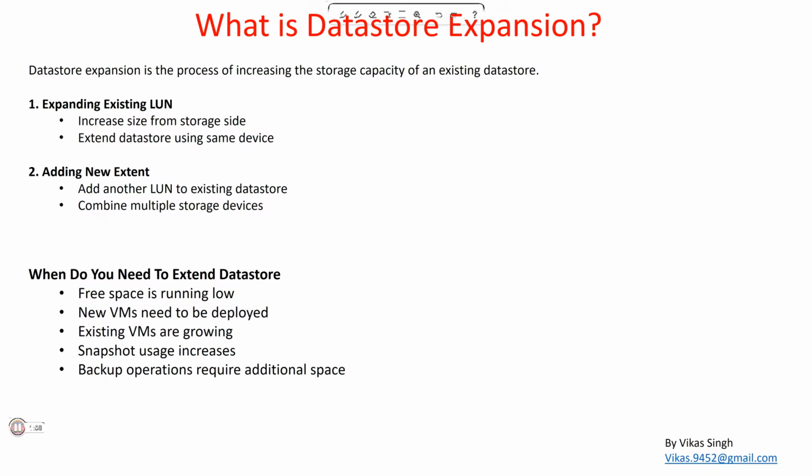The first method is expanding the existing LUN. In this method you increase the size of the LUN from the storage side, and then you extend the datastore using the same capacity. The second method is adding a new extent, basically you add another LUN to the existing datastore. VMware combines multiple storage devices into a single datastore. Both methods are widely used depending on the storage architecture and your requirement.